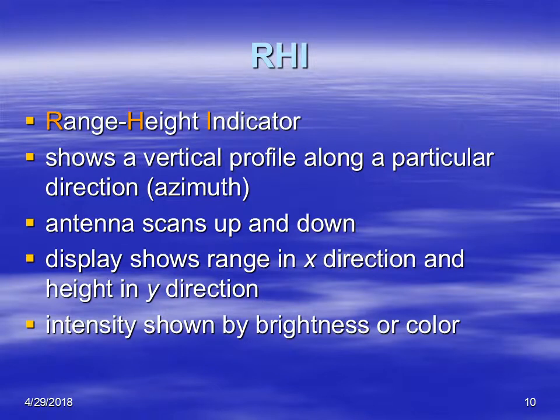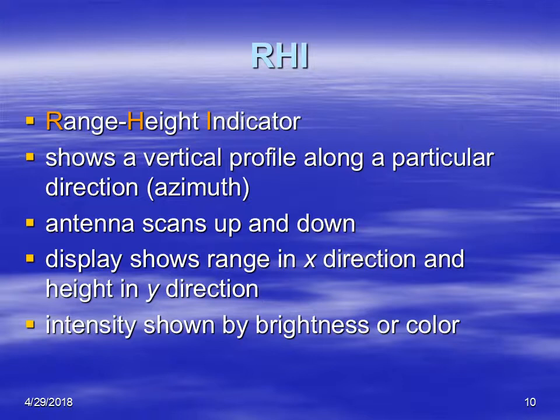RHIs are range height indicators, and they're kind of like PPIs, but in vertical. Instead of looking down on a map, you're looking vertically through the atmosphere. So it's a cross section of the atmosphere, or in particular, when you're looking at a radar target, it's a cross section through perhaps a thunderstorm or through other types of precipitation echoes. So it gives you a vertical profile along a particular azimuth.